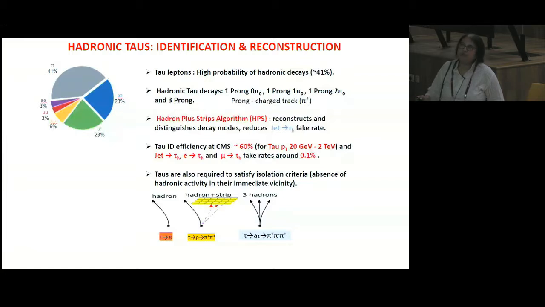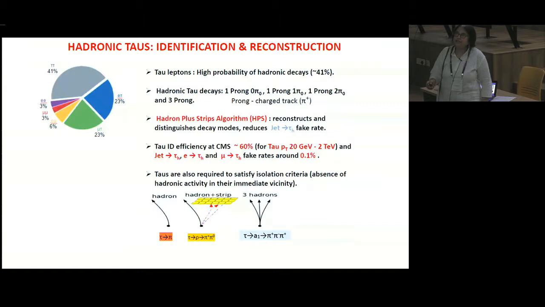Okay. So right now my categorization starts. I am dividing the sample into different cases. One in which there is only a single prong, or charged track. The second one, there is a single charged track plus 1 pi 0. The third one is 1 prong and 2 pi zeros, and then I have a 3 prong, that is the 3 charged tracks category.